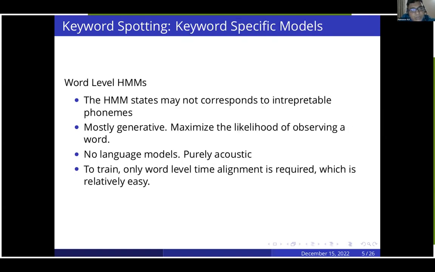If it is a keyword specific model, we can actually use word level HMMs. But again, the problem here is that accuracy may not be that good, and it will be mostly generative. So the information of another particular keyword is not used while we are trying to train one keyword. And if it's a word level HMM, we don't really use a language model; it's purely acoustic. But one good point is that you only need a word level alignment, which is a good thing.